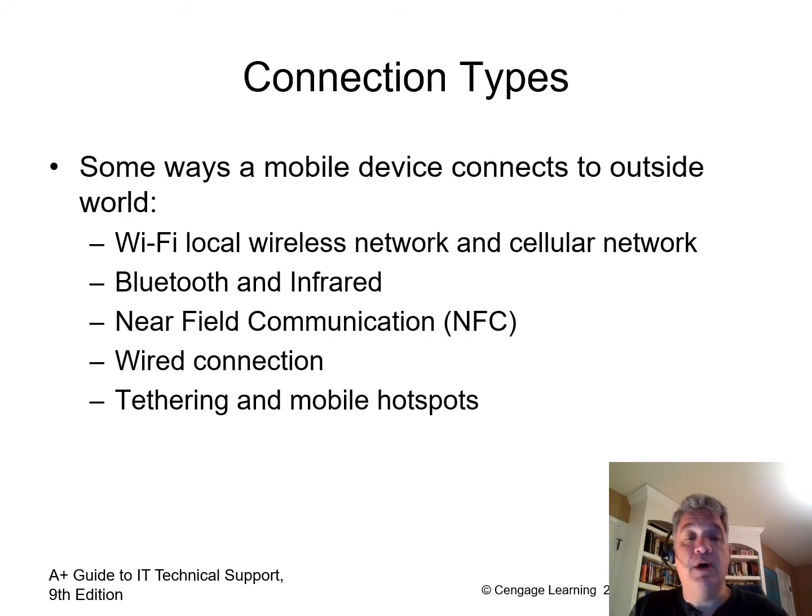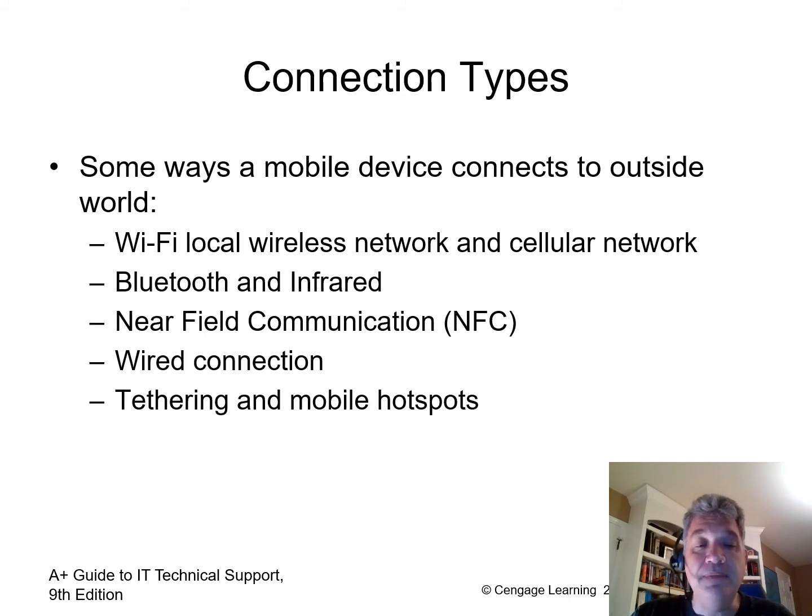Connection types. So some ways a mobile device connects to the outside world. Wi-Fi is pretty common. Wi-Fi and cellular are easily the top two, but smartphones travel with us all the time. We can use Bluetooth and infrared, principally Bluetooth, to connect to our cars and other devices. We might use NFC, for reading inventory tags.